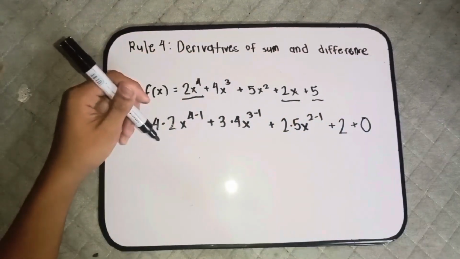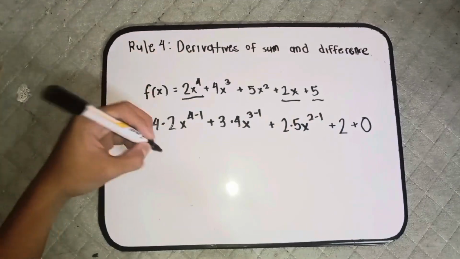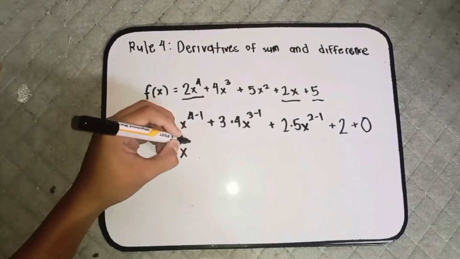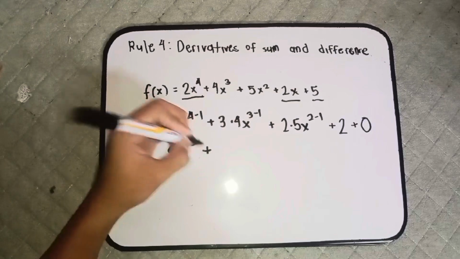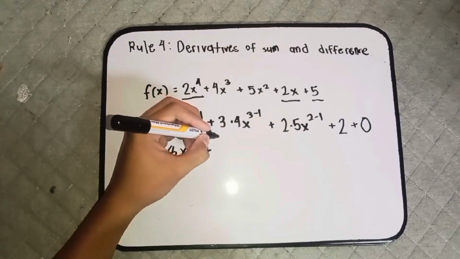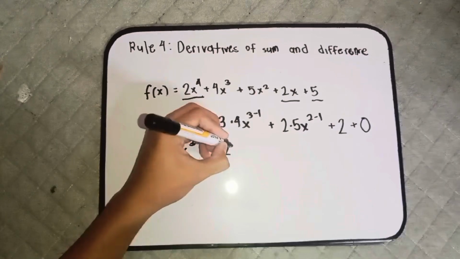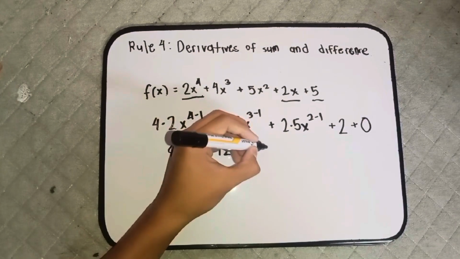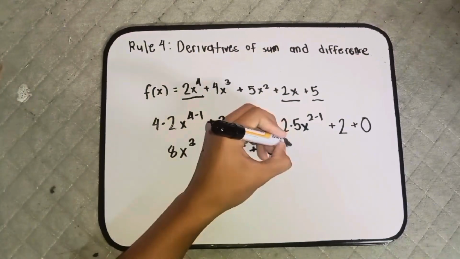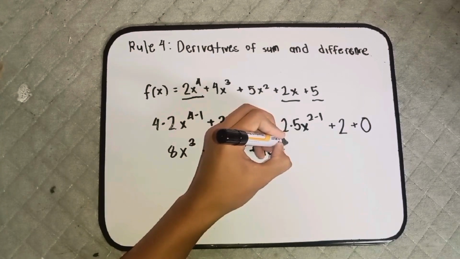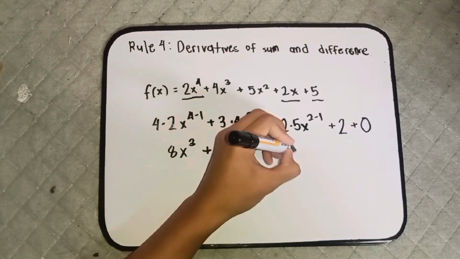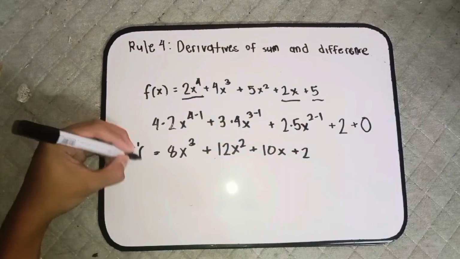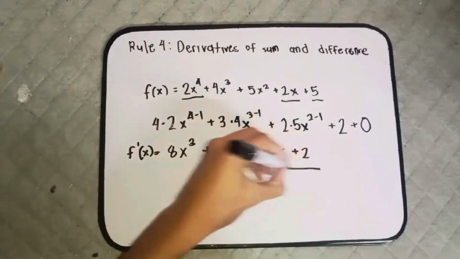Now let's multiply all the numbers that we used. 4 times 2 equals 8. 4 minus 1 equals 3. Now we do that for the rest. 3 times 4x raised to 3 minus 1 is equal to 12x raised to 2, plus 2 times 5x raised to 2 minus 1 is equal to 10x raised to 1. But we will not be writing down the 1 since it is invisible. Now write down the 2 and dismiss the 0. That will be your final answer.